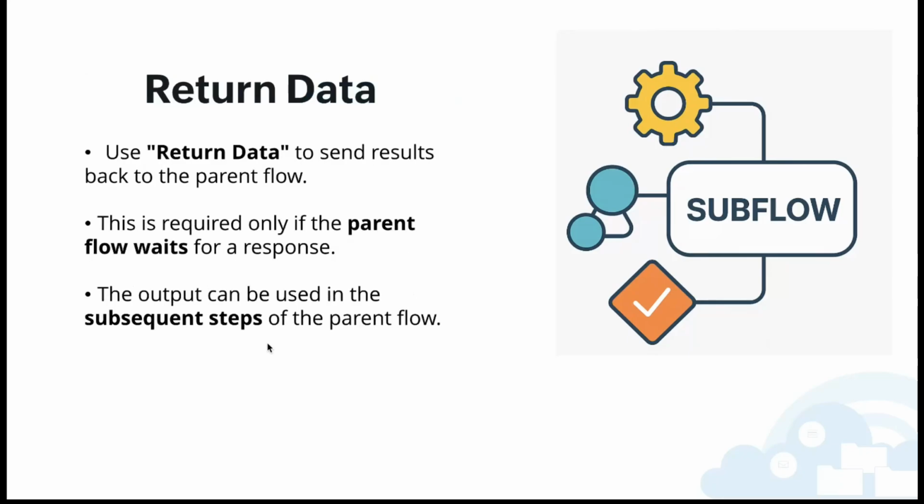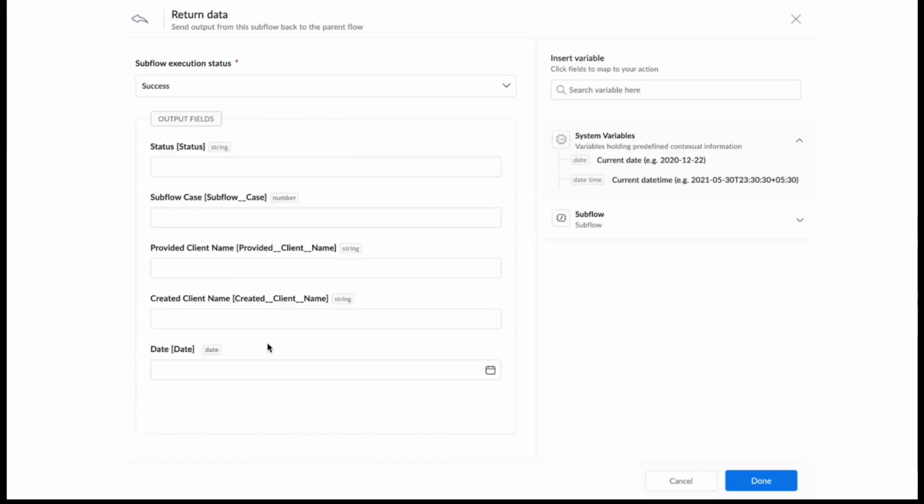And then return data, it is used to send data back to the parent flow. And this is how the return data configuration will look like in the flow page. So here, what are all the fields we have configured in the output will be listed here in the return data thing. So here you need to pass the values so that these values can be received in the parent flow.